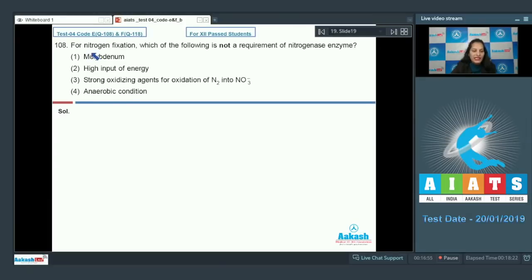Question number 108. For nitrogen fixation, which of the following is not a requirement of nitrogenase enzyme? First option, molybdenum. Second, high input of energy. Third, strong oxidizing agents for oxidation of atmospheric nitrogen into nitrate. Fourth one is anaerobic conditions. So, nitrogenase enzyme is required to fix atmospheric nitrogen into ammonia. So, those bacteria which contain nitrogenase enzyme are helpful to convert atmospheric nitrogen into ammonia.